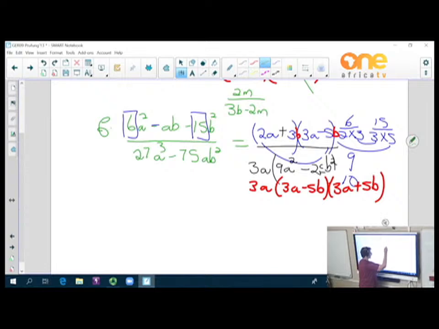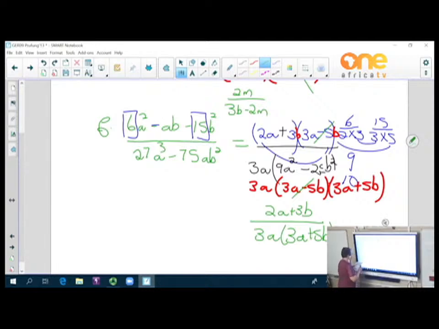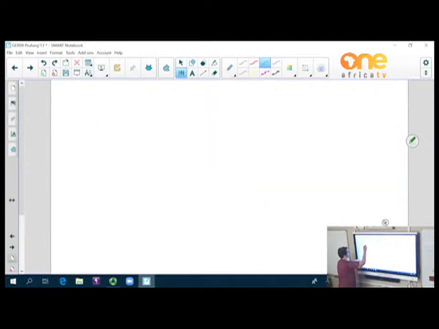So now we can cancel, and this 2 will cancel out. So the final answer is 2a plus 3b over 3a minus 5b and then 3a plus 5b. So we have to keep on factorizing. You have to factorize further.